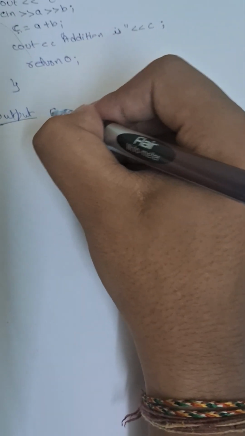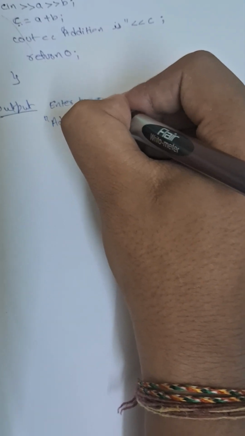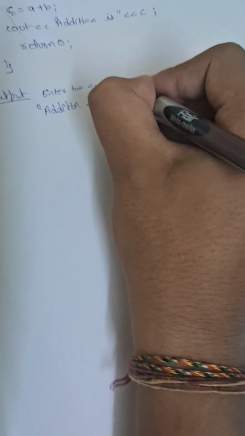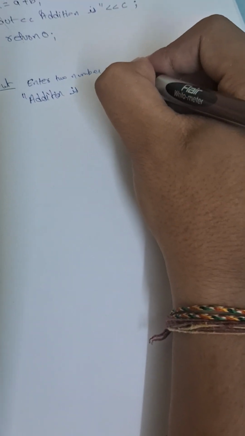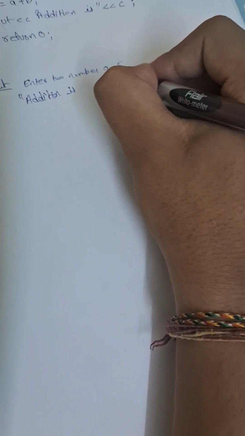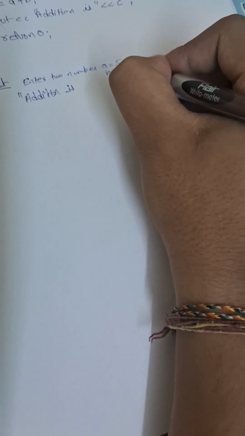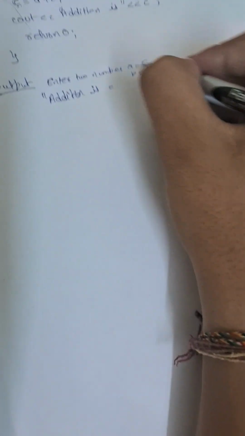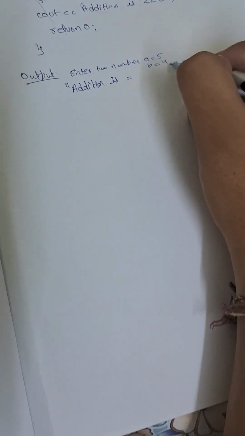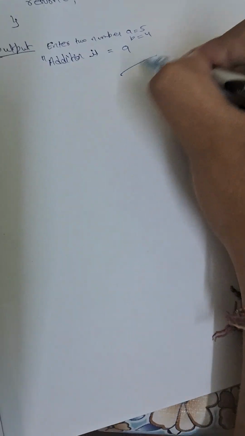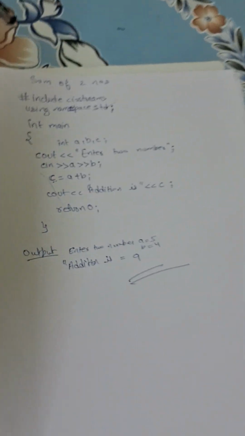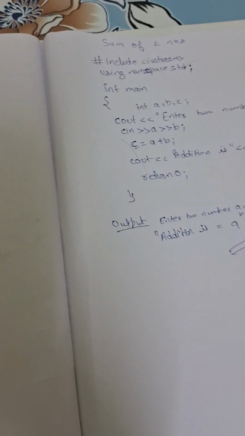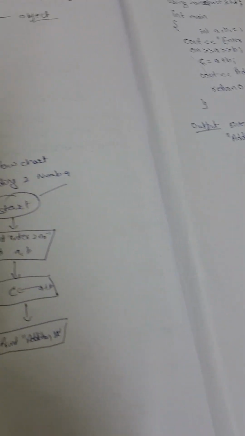First the output should be enter two numbers. It will ask to enter two numbers. So if we put a equal to 5, b equal to, let's say, 4, then addition is, what is c, a plus b, 5 plus 4 is 9. So this is the program of the sum of two numbers in C++.